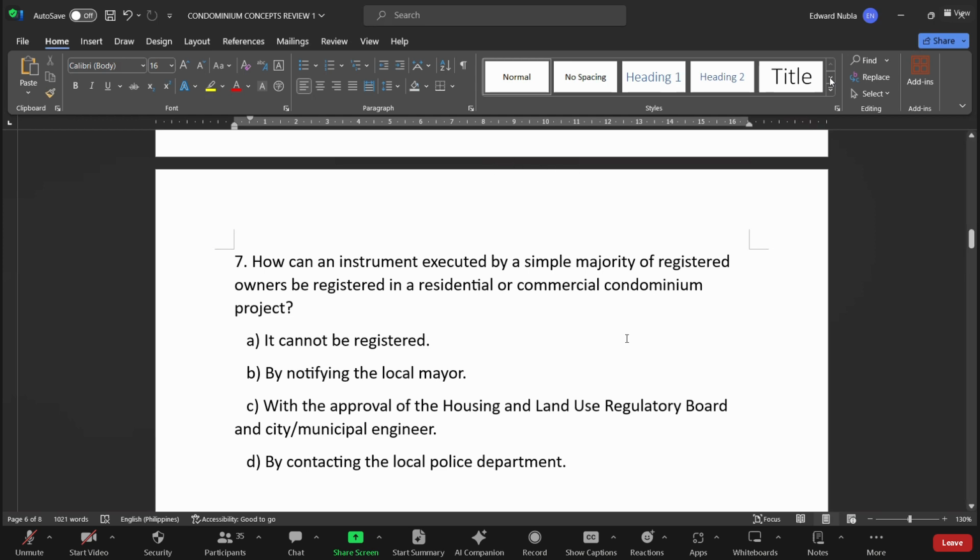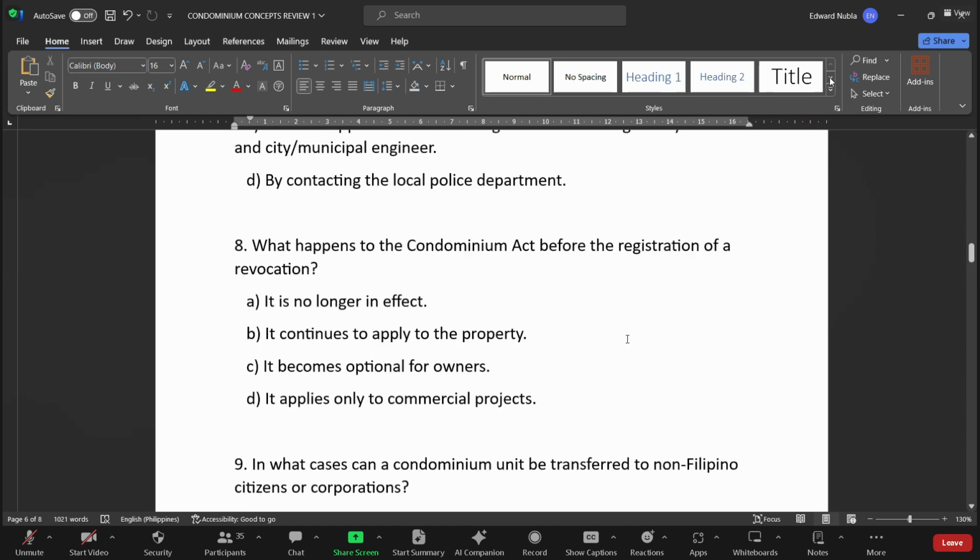All right. Number 7, number 8. Miss Christine, kay mo. Number 8 po, what happens to the Condominium Act before the registration of a revocation? Letter B po, it continues to apply to the property. Correct. It continues to apply to the property.